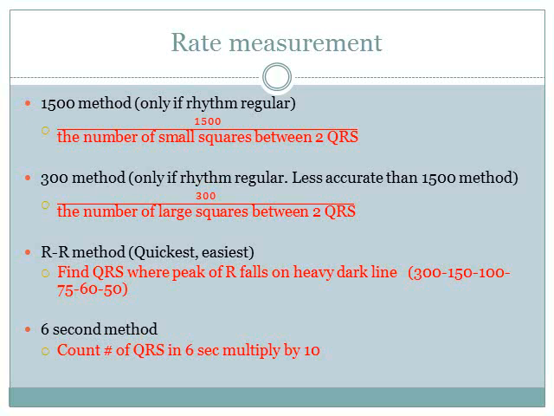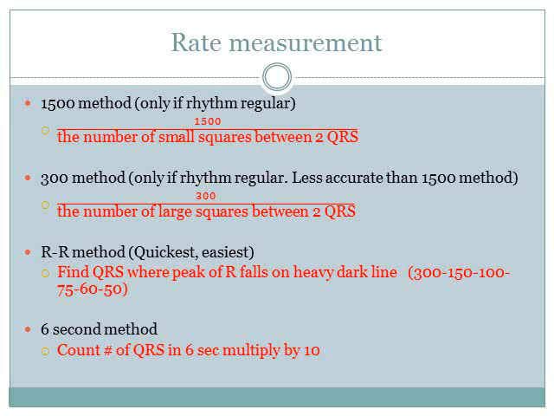Now we will see how to do the rate measurements. There are mainly 3 methods to do the rate measurement. They are called 1500 method, 300 method, RR method, and the 6-second method. In the 1500 method, what we do is we divide the number 1500 by the number of small squares between 2 consecutive QRS complexes. This is used only when the rhythm is irregular, and this is the most accurate method to measure the heart rate.